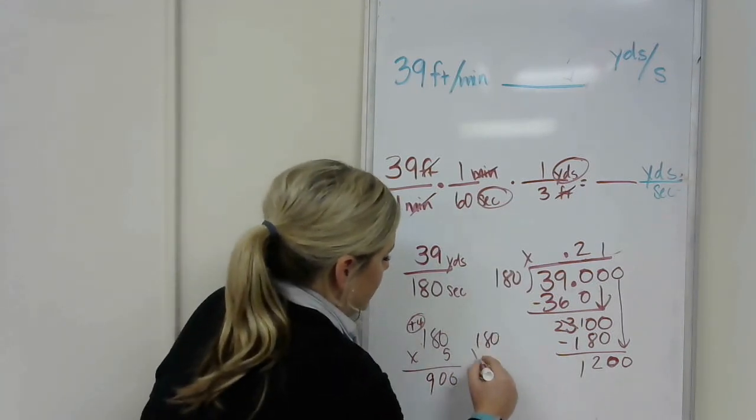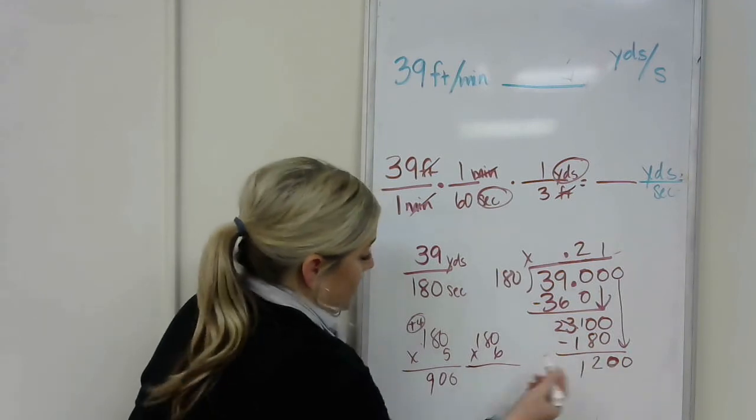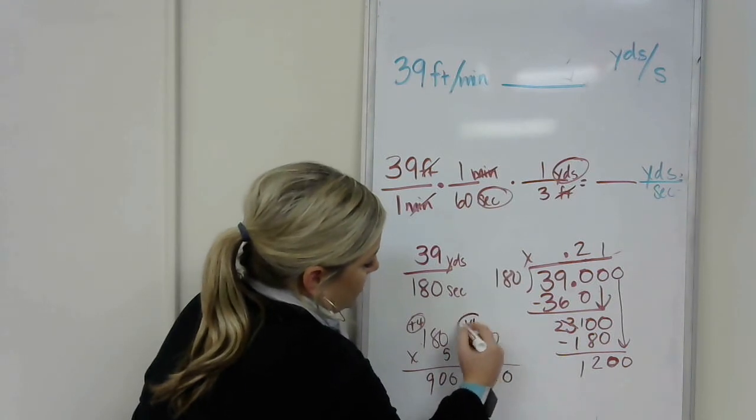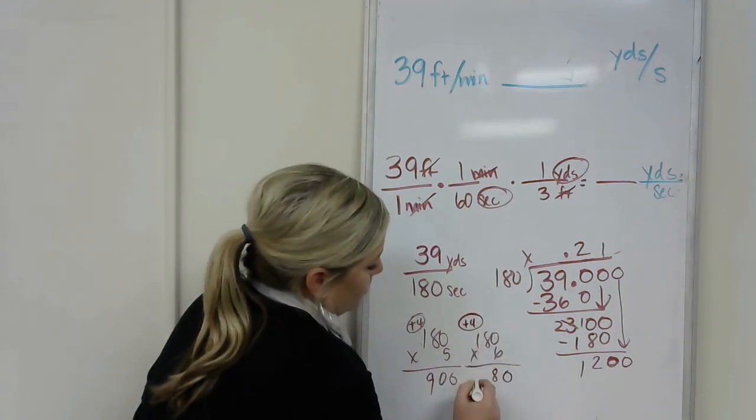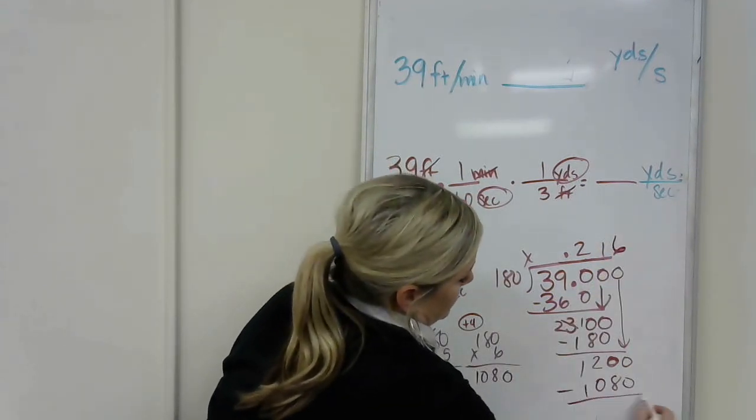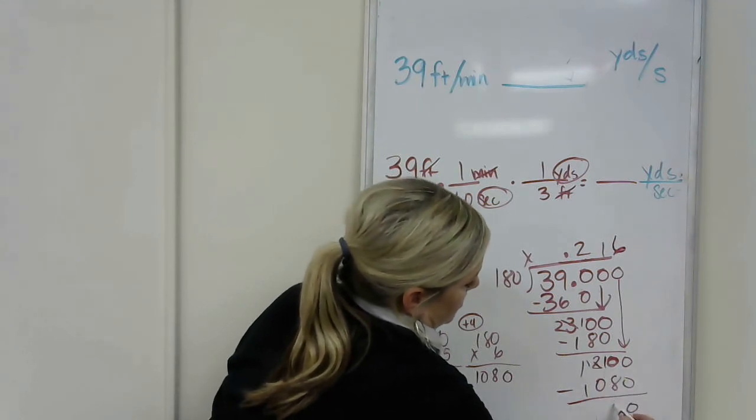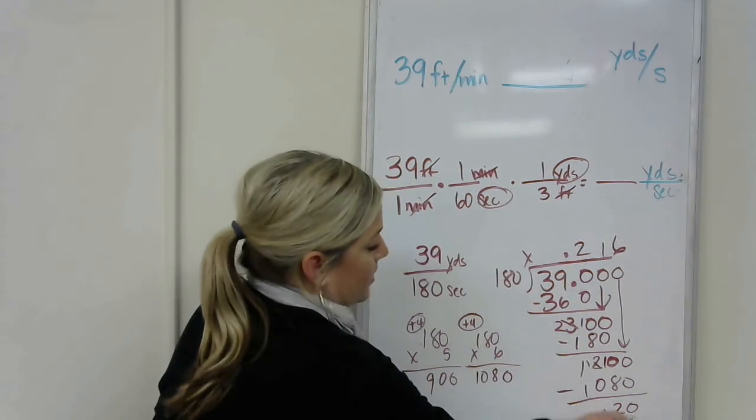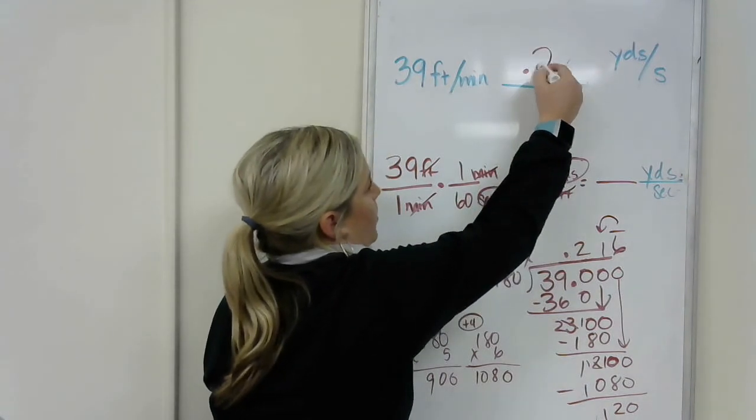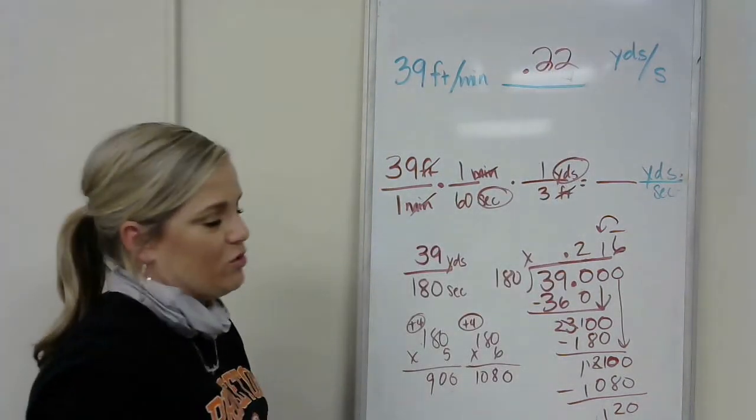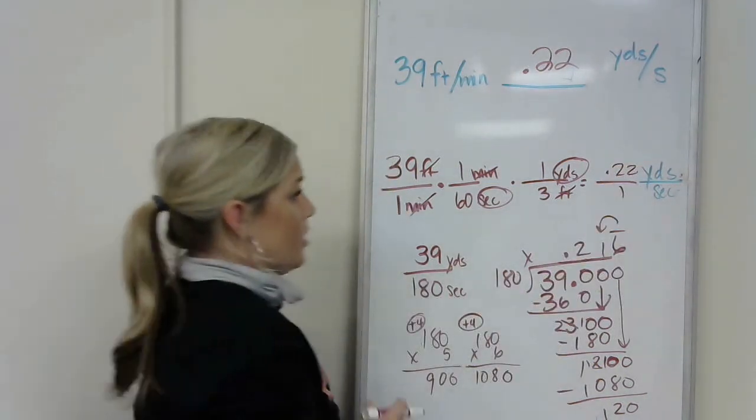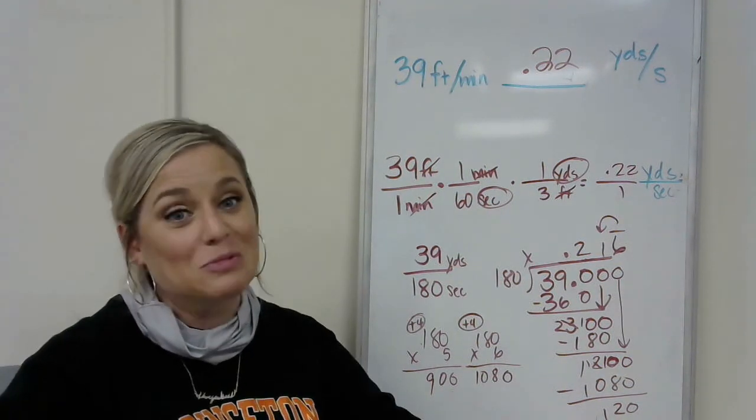So let's see. 180 times 6. Maybe it gets closer. 0 times 6 is 0. 8 times 6 is 48. The 8 can stay. The 4 got to go. 1 times 6 is 6 plus 4 is 10. Oh yeah, that's close. 6. So let's see. 1080. Okay, so now I can see this is going to be repeating. So actually, this will make that 1 a 2, and it will be 0.22 yards per 1 second. Okay, I'm sorry, guys.